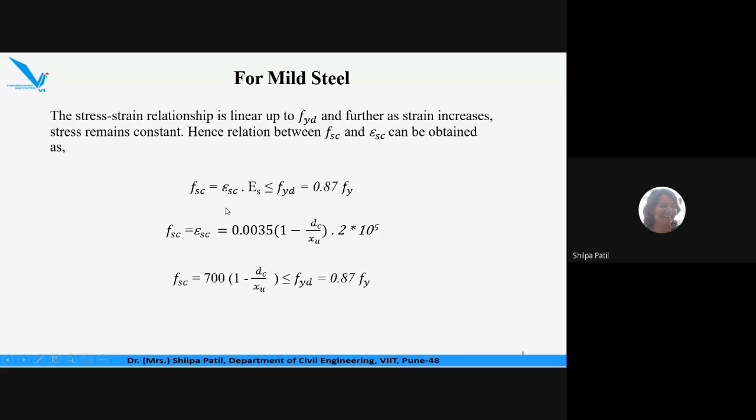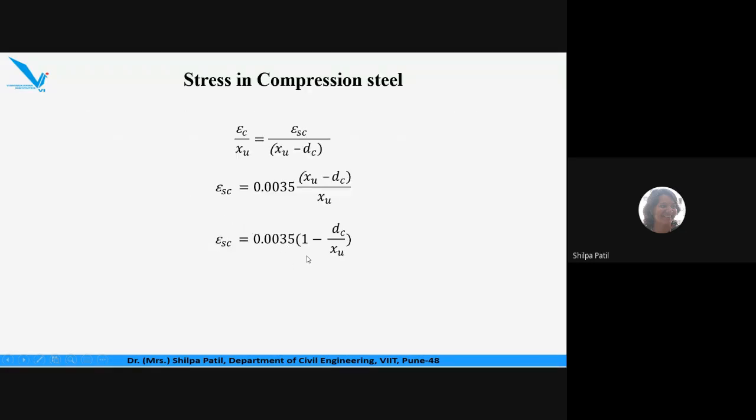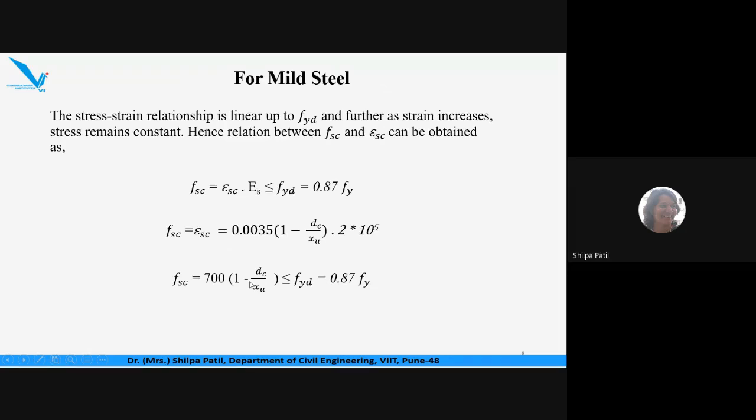Okay. Now we have put the value of epsilon SC, whatever we have obtained here, in this equation, and after simplification we get the expression for FSC as 700 into bracket 1 minus dc upon xu, and this value is limited to maximum of 0.87 fy. Now this is a very straightforward method to find out the FSC for mild steel.